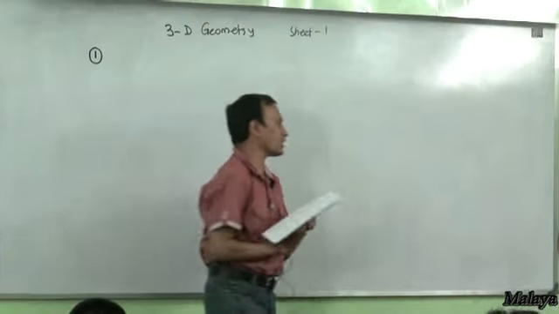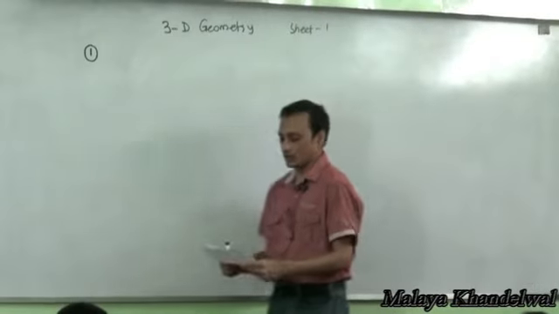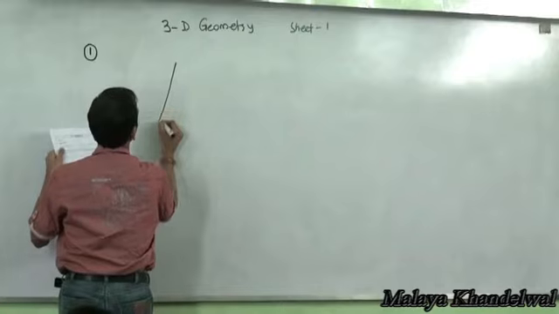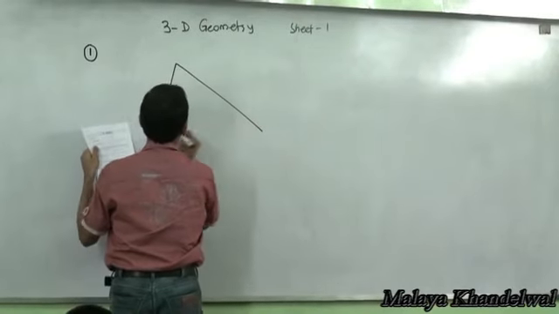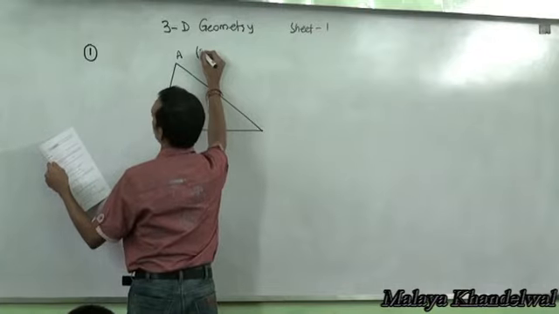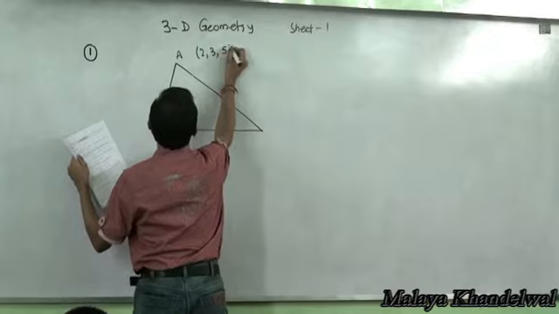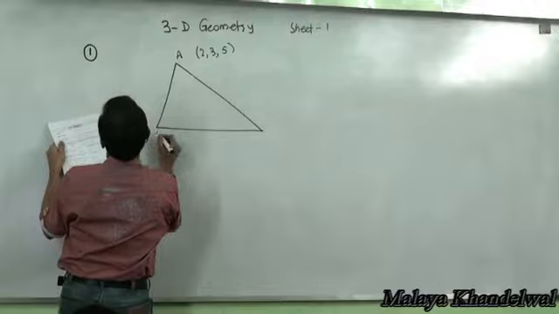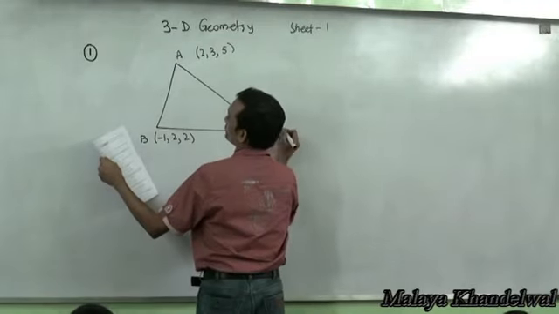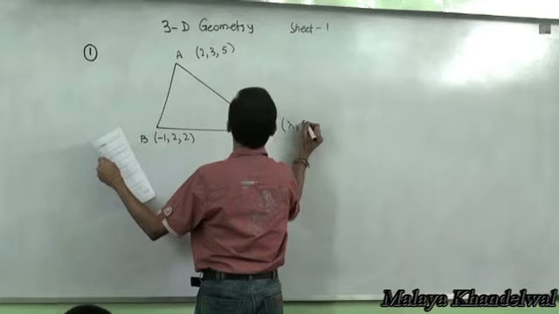3D Geometry Sheet 1. Problem 1, we have a triangle ABC with A being (2, 3, 5), B (-1, 2, 2), C (lambda, 5, mu).